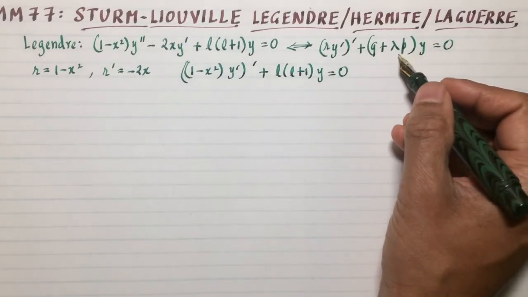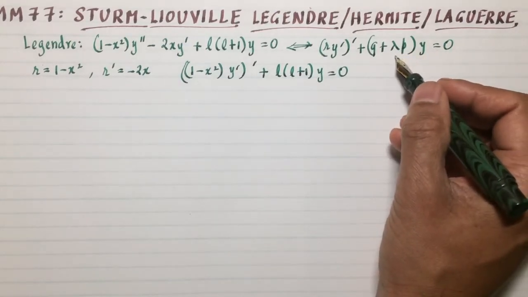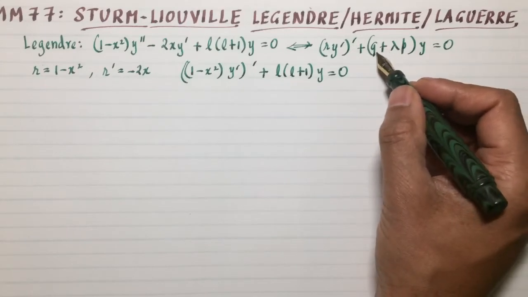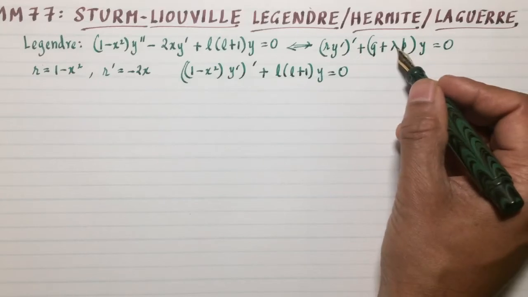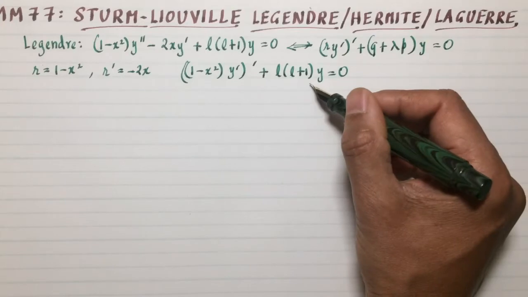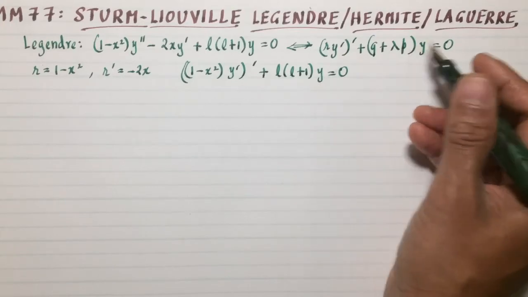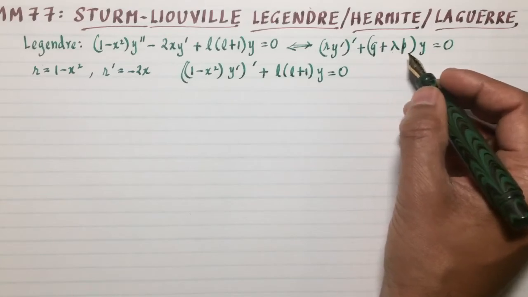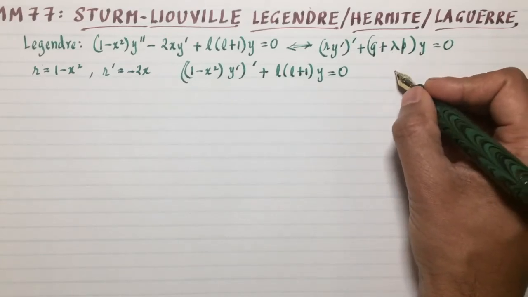There are two options here. You can think of either q equals L times (L plus 1). If you choose q equals L times (L plus 1), the problem then is there's nowhere to put lambda. Lambda becomes impossible to work into this context. So it cannot be a Sturm-Liouville problem because you don't have any eigenvalues to speak of. So we have to take q to be 0.